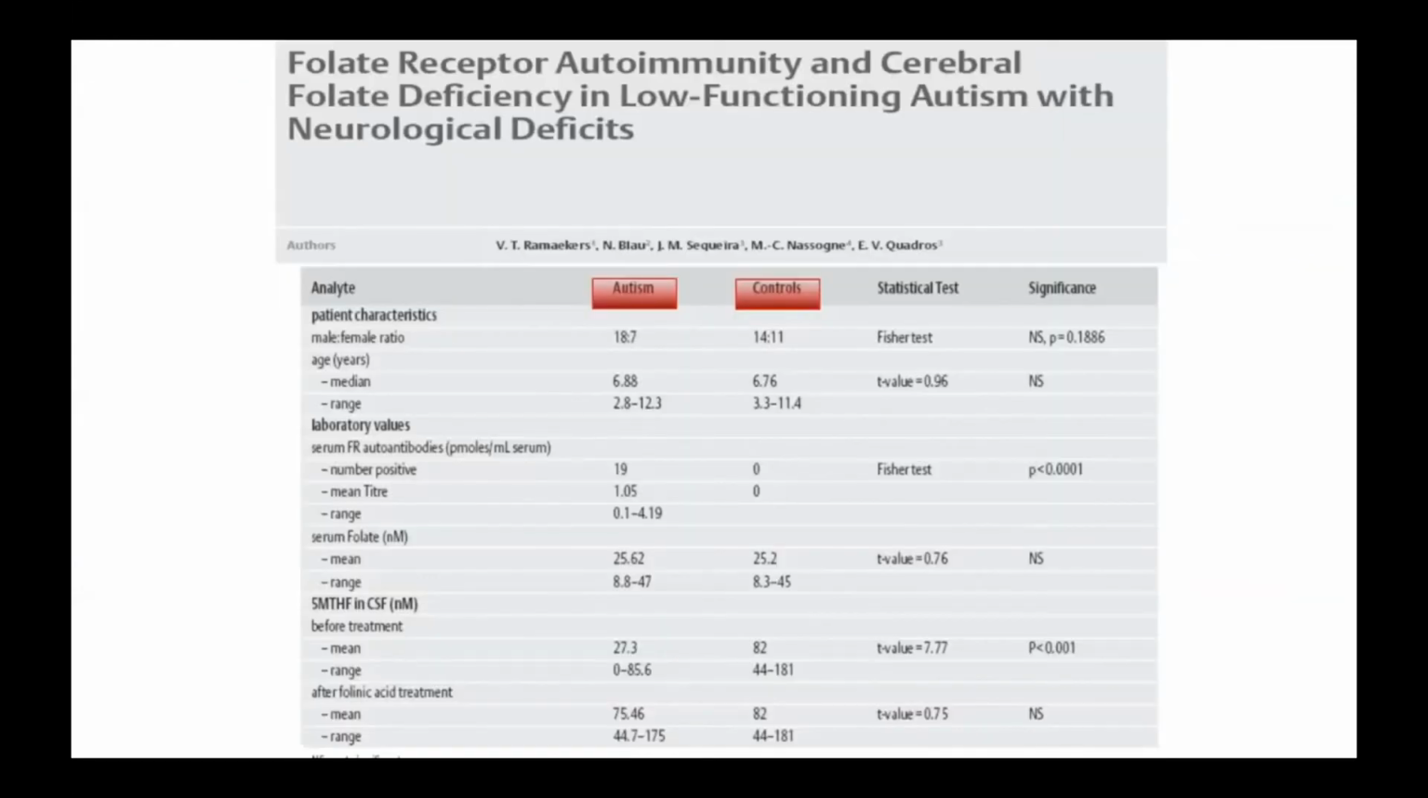We then found a number of children with low-functioning autism associated with neurological deficits like you find in the infantile CFD syndrome. We had 2 groups, 25 children with autism and neurological deficits and healthy controls, and we found that these children had low CSF folate due to the presence, in a majority, of folate receptor alpha antibodies. Treatment with folinic acid would normalize the CSF folate levels.